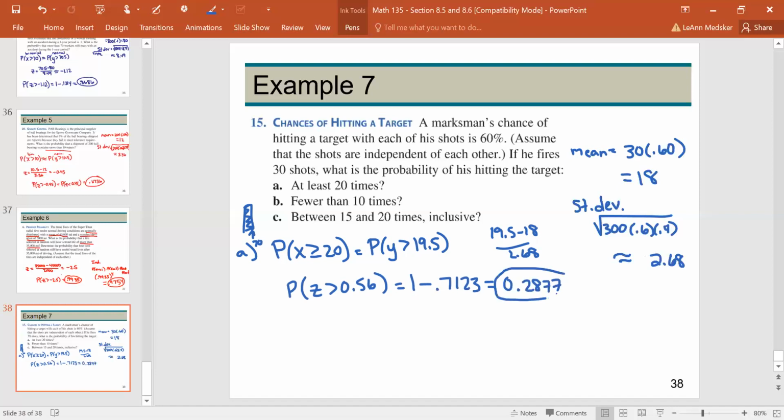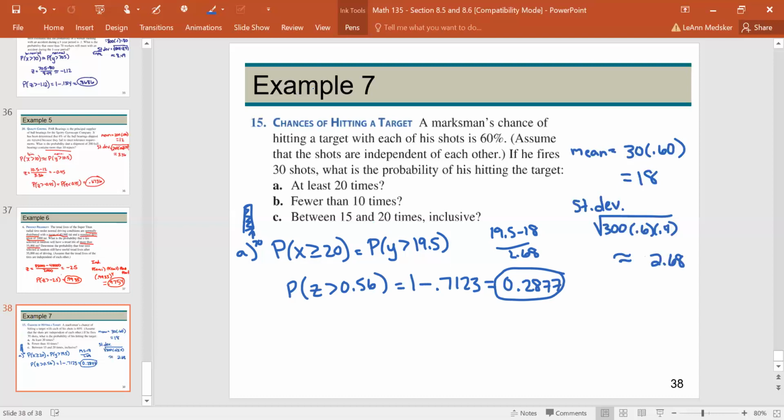So for him to hit at least 20 times, that means 20 times or more, that's already way above his normal marksman. His normal marksman would be, if he randomly did this on one day, he would get 18 out of the 30 shots. So for him to do 20 or more at that accuracy level that he's been using, it's going to be a lower probability. It's not impossible, it's just lower.